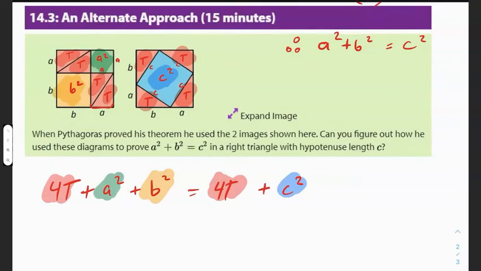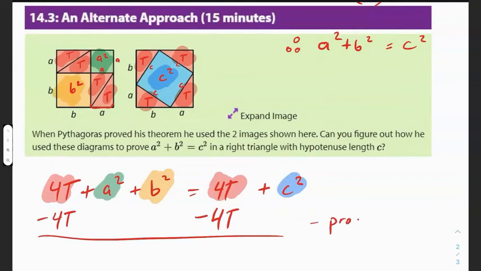Very nice. What do both the left-hand side and right-hand side have in common? They both have four triangles, right? So you use the subtraction property right there. What do you notice? What's left? So this is actually one of the proofs that you can use to find that a squared plus b squared equals c squared. It's a nice visual proof for certain. Okay.